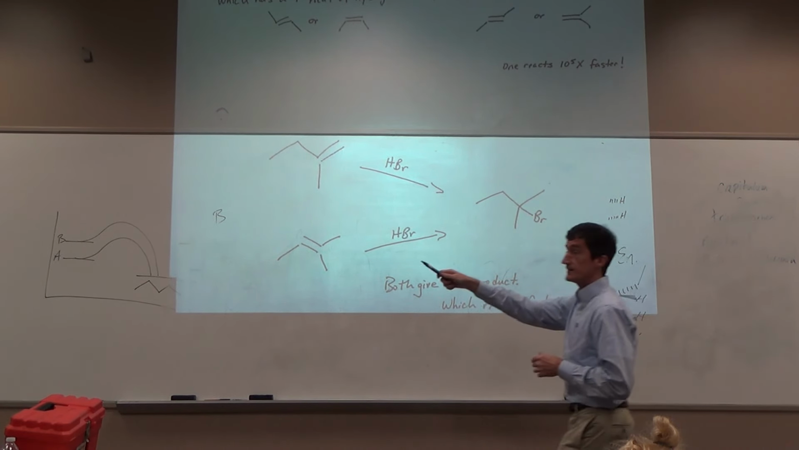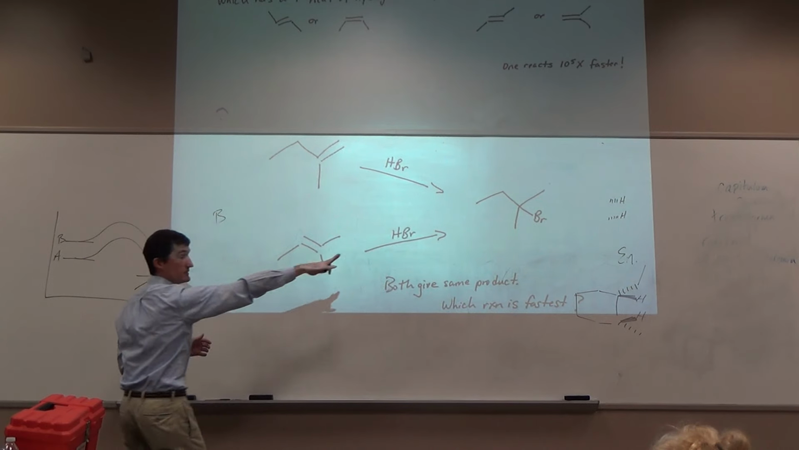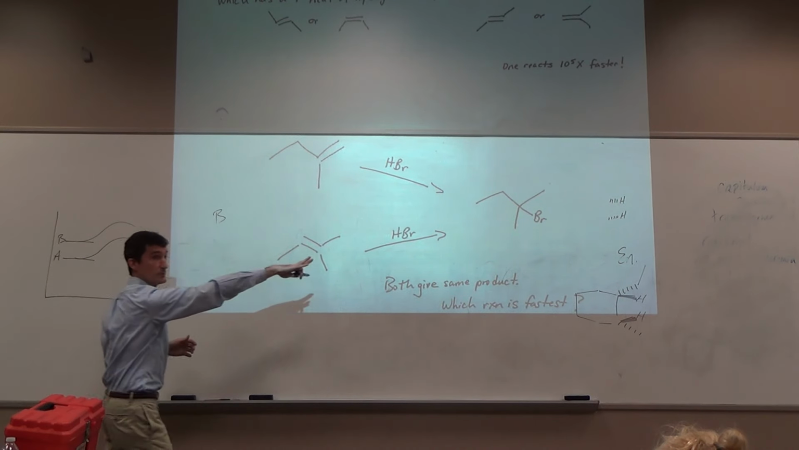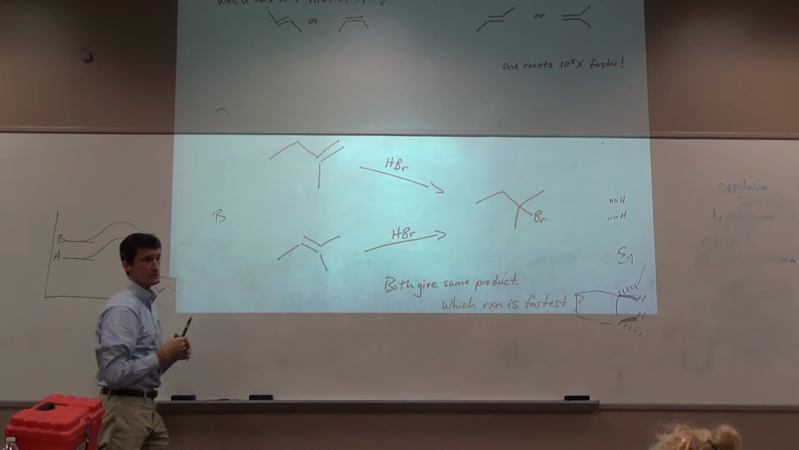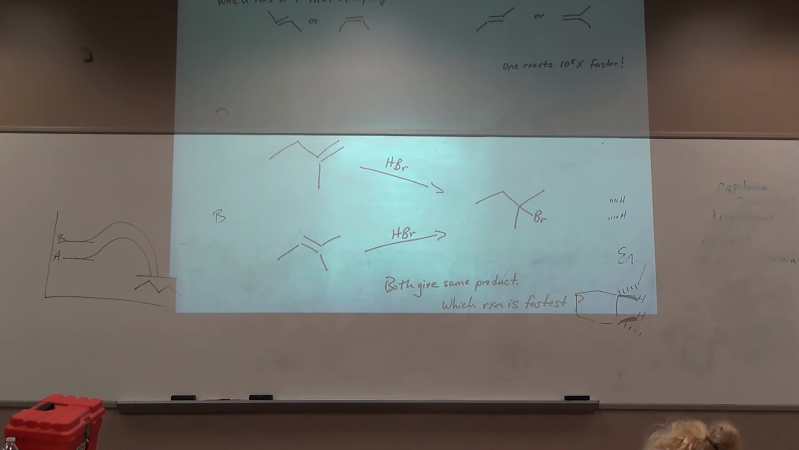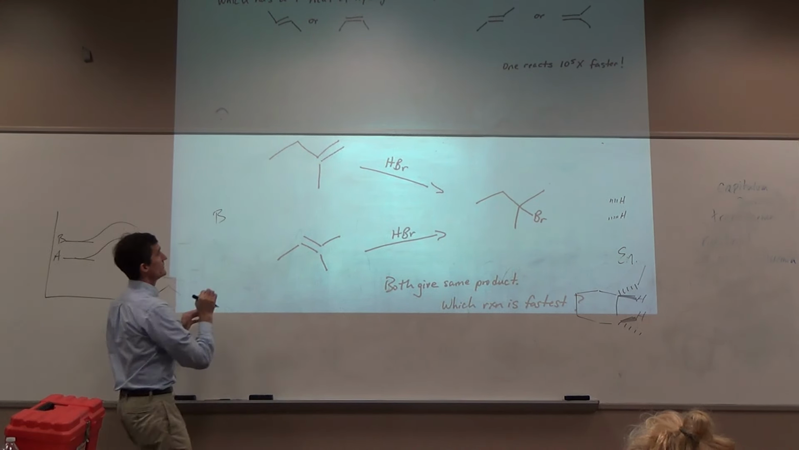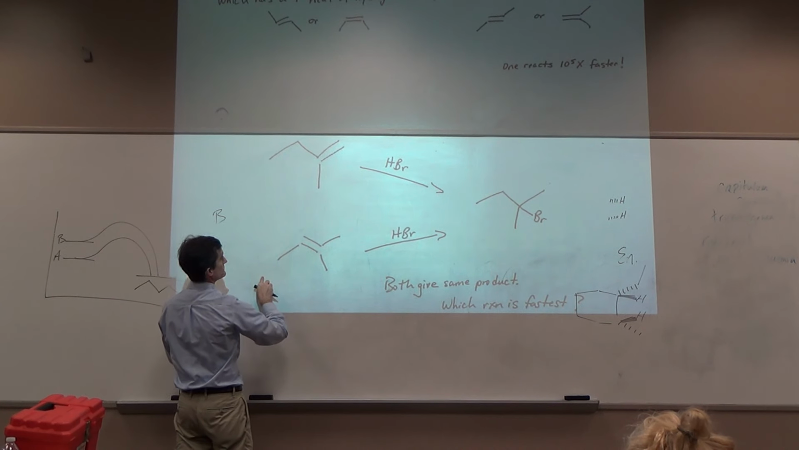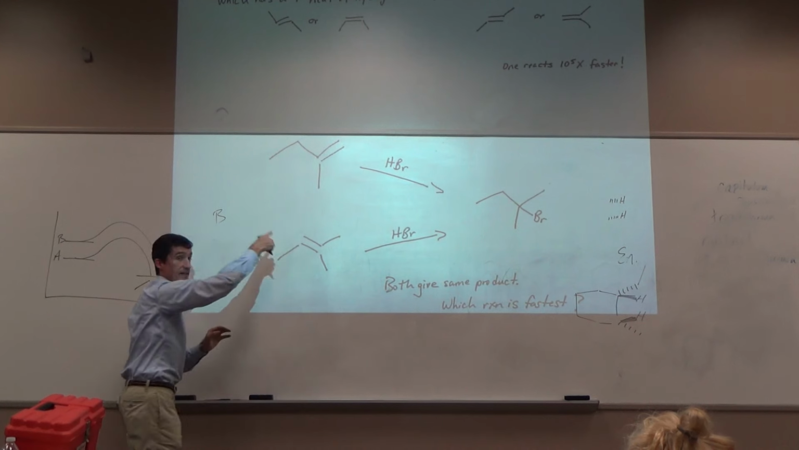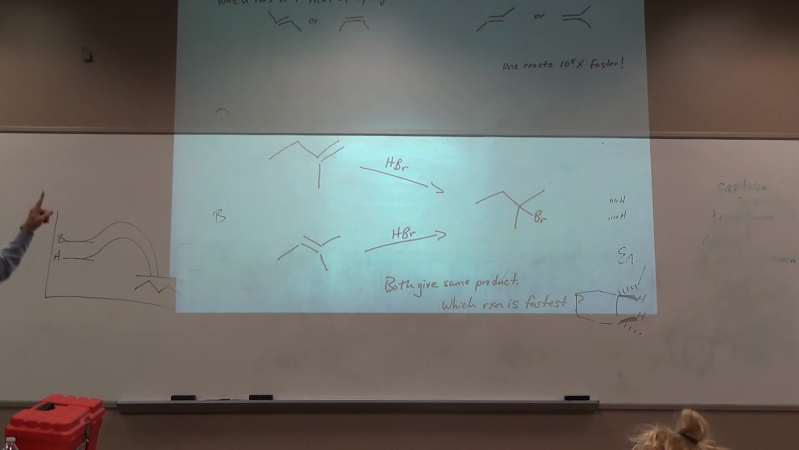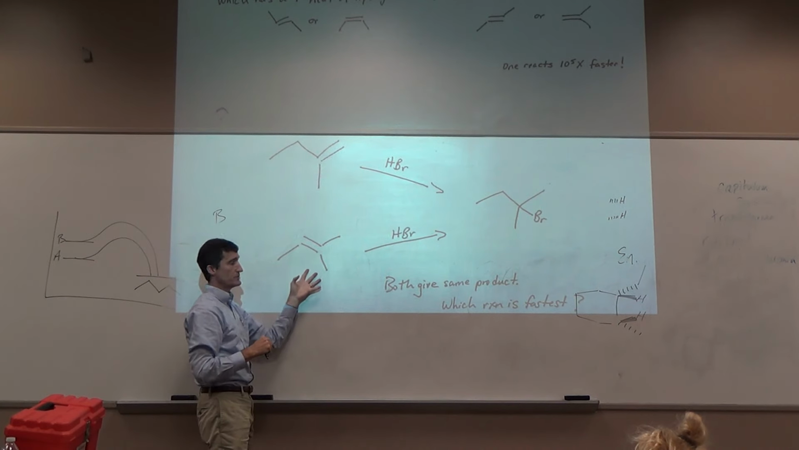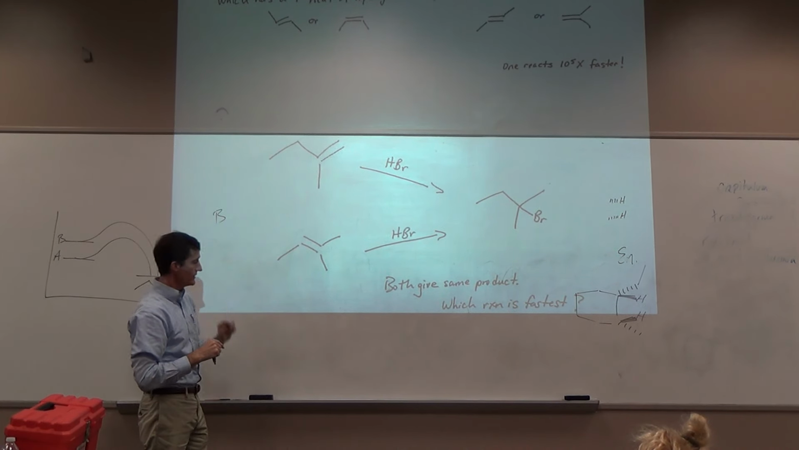If you plotted it like this, we're going to the same position. We're going to the same end result. Is there a difference between where it starts? Which one is higher in energy? Top. They're isomers. But the one on top is a disubstituted alkene. This one's tri-substituted. It's higher in energy.